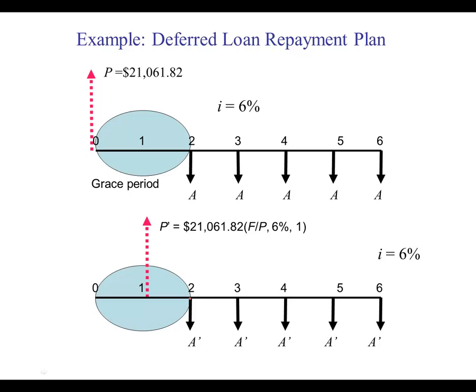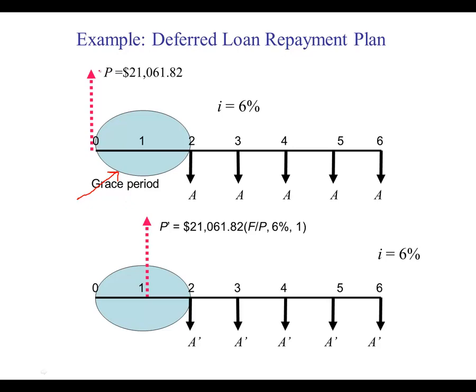Now, what if they give you a deferred loan payment plan, which is, we're going to give you a break. You don't have to pay the first year. You can start the second year. What do we do in this case? And we call this a grace period. In this case, we have to move the principal value 1 year ahead.